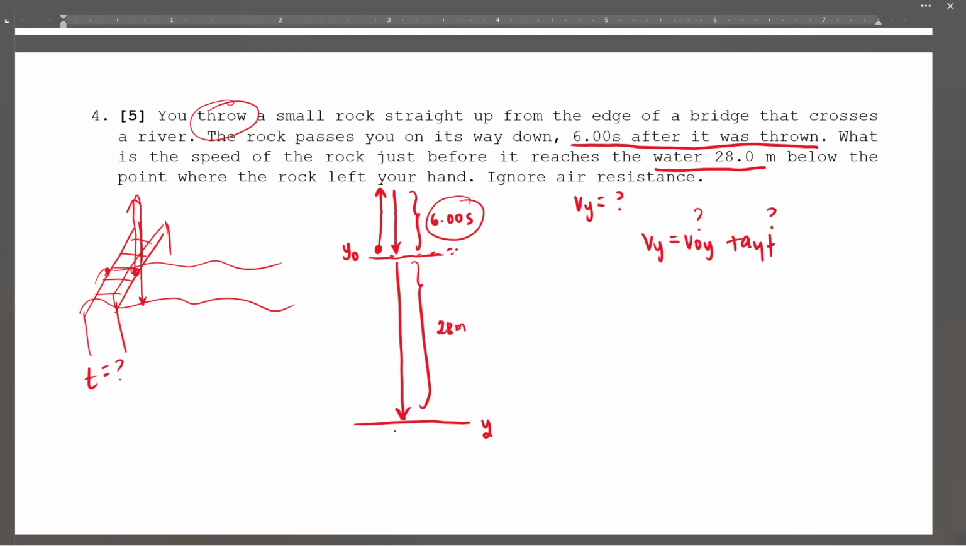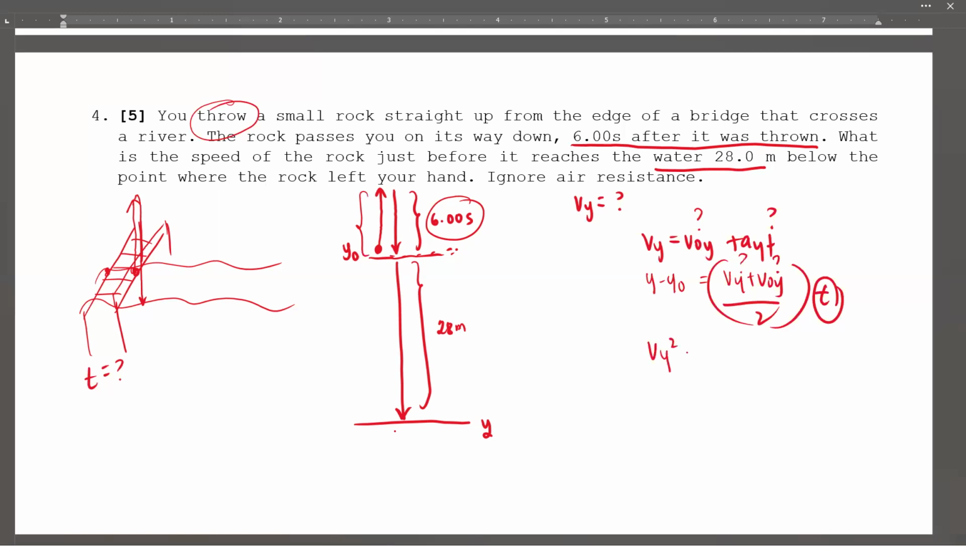Now, which other equation has Vy? The second one: Y minus Y naught is equal to Vy plus Voy over 2 times time. The problem here is I don't know the Y. I'm looking for Vy. Again, I don't know Voy, and I don't know the time. I also don't know how high it went up. All I know is the 28 it fell.